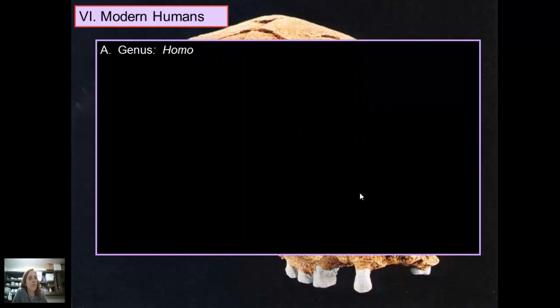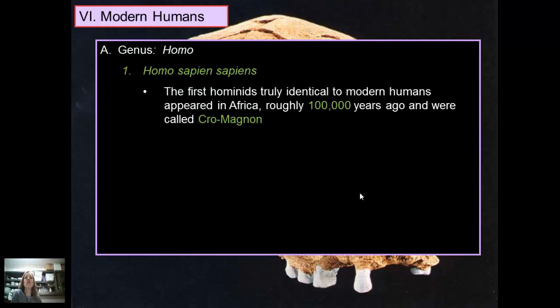So let's talk about modern humans. Again, we are in the genus Homo, the species sapien, but we are a subspecies of sapien, so we are known as Homo sapiens sapiens. The first hominid truly identical to modern humans appeared in Africa about 100,000 years ago, and were called Cro-Magnon. That's going to be very important. You're probably going to be tested on that word Cro-Magnon. Understand that Cro-Magnon was probably the first true ancestor to modern humans.